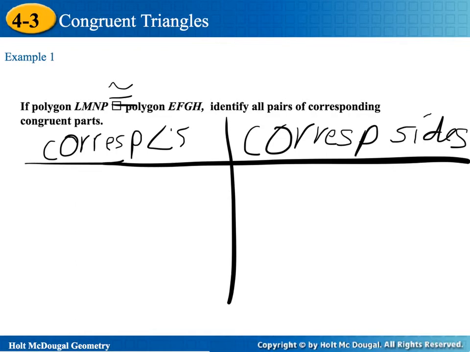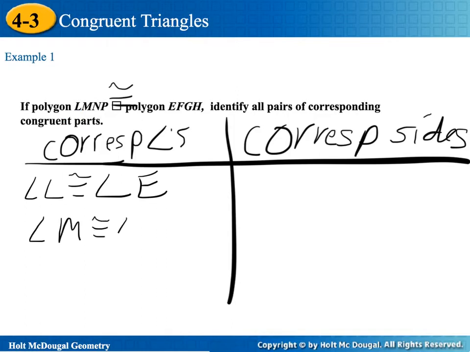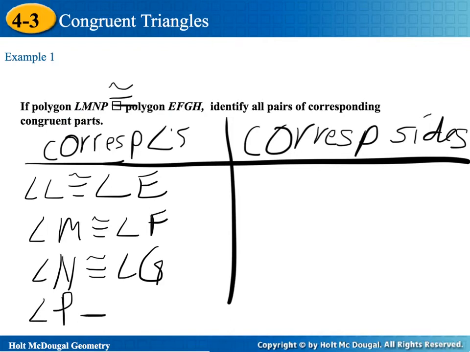So the angles, I'm going to look at the first one. This is angle L, that's angle E. So angle L is congruent to angle E. I just picked the first one. Angle M is going to be congruent to angle F. Angle N is going to be congruent to the third one, angle G. It's just this simple. Angle P is congruent to angle H.